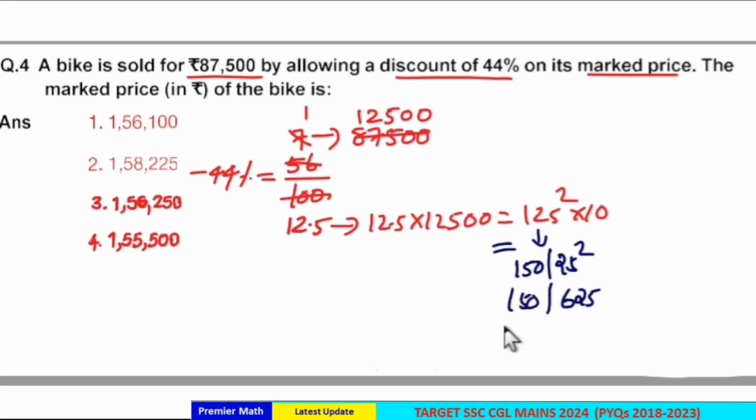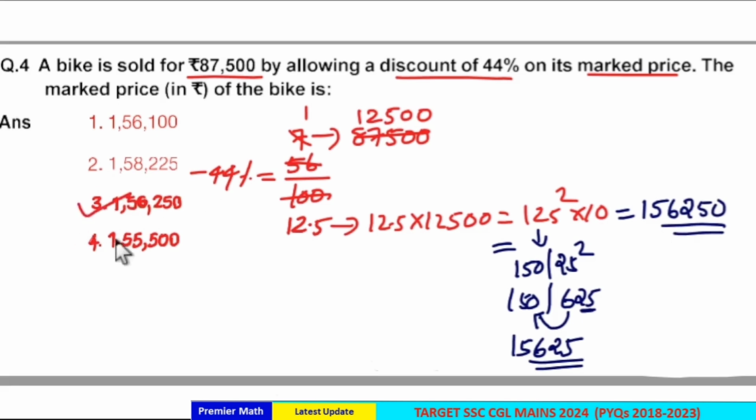Here we have 150. And 100 is the base, which means the base has 2 zeros. So take 2 digits in the RHS and send the remaining to the LHS. So this will become 156.25. So 125 square is equal to 156.25. Your answer is 156,250. So option 3 is your answer.